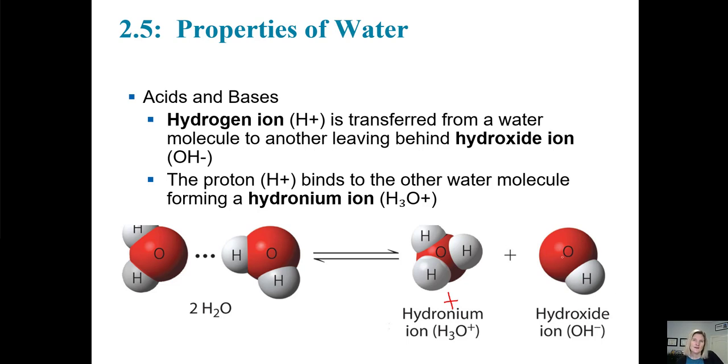Well, the oxygen has an extra electron, and so that's going to give it a negative charge. So that's why it's OH negative. So hydrogen ions, that's where a hydrogen is transferred from one water molecule to another, leaving behind a hydroxyl ion. Okay, so this hydrogen bond might end up causing that hydrogen to break off and bind to that oxygen, leaving behind an OH negative ion and forming a hydronium ion.